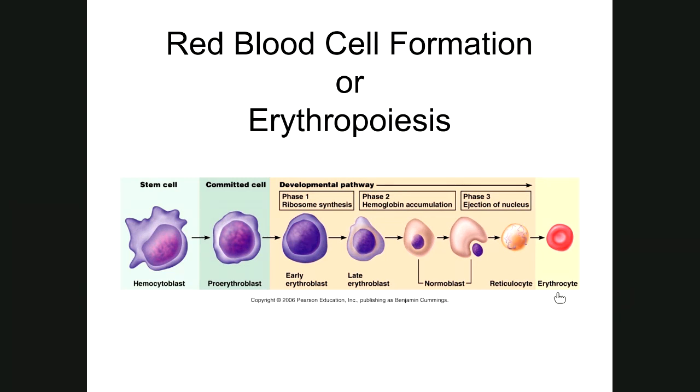Now, production. A low oxygen concentration causes the kidneys to produce erythropoietin, a hormone, into the blood. So low oxygen concentrations, the kidneys pick this up and release a hormone called erythropoietin into the blood. Erythropoietin causes the bone marrow to increase production of red blood cells. And so it's going to stimulate the bone marrow to produce red blood cells.